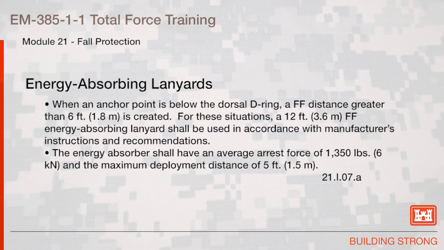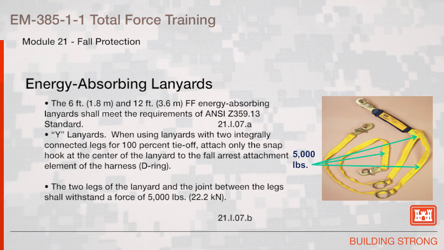3.1.8.1. When an anchor point is below the dorsal D-ring, a free fall distance greater than 6 feet is created. For these situations, a 12-foot free fall energy absorbing lanyard shall be used in accordance with the manufacturer's instructions and recommendations. The energy absorber shall have an average arrest force of 1,350 pounds and a maximum deployment distance of 5 feet. The 6-foot and 12-foot free fall energy absorbing lanyards shall meet the requirements of ANSI Z359.13.